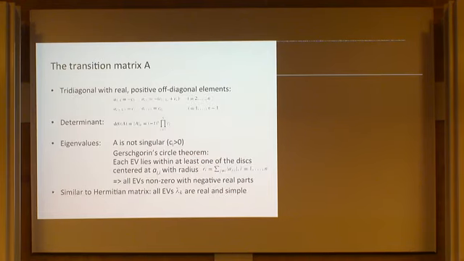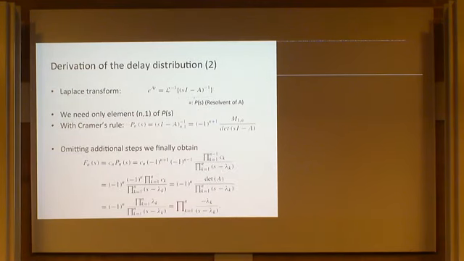Now we can do a little bit better. Obviously we can just solve the matrix exponential using some numerical methods, but we actually can derive a closed form. For this, we look at the transition matrix A. It has a tridiagonal shape. We know the determinant. We can say something about the eigenvalues, namely that all eigenvalues are nonzero with negative real parts, using Gershgorin's circle theorem. And moreover, it's similar to a Hermitian matrix because all eigenvalues lambda k are real and simple. We will use all of that later in the derivation.